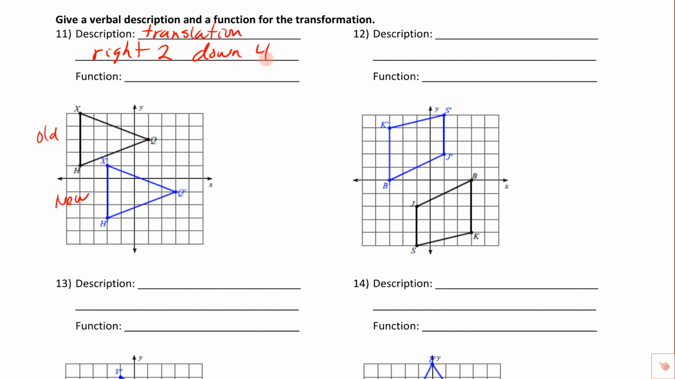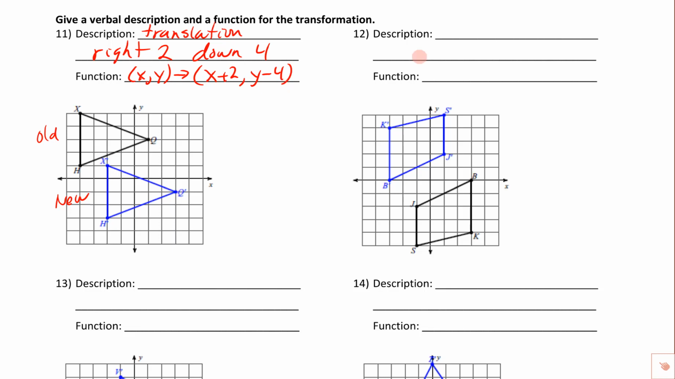And then we want to remember how we can write a mapping, a function for that, and it would look like this. Remember, we always start out with x, y, so whatever the original one is, then we're going to say how we change that. Well, to go right 2, we're going to take the old x coordinate and we're going to add 2, and to go down 4, we're going to take the old y coordinate and we're going to subtract 4. That's it. You're done with it, okay? So this is about being able to recognize it and then describe it and write down a rule for it, write down that function for it.